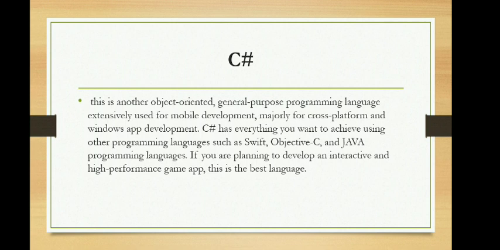C# is another object-oriented, general-purpose programming language, extensively used for mobile development, mainly for cross-platform and Windows app development. C# has everything you want to achieve using other programming languages such as Swift, Objective-C, and Java. If you plan to develop an interactive, high-performance game app, this is the best language.